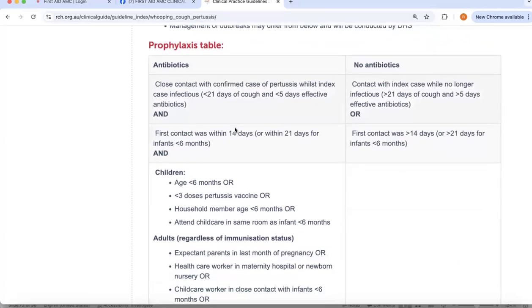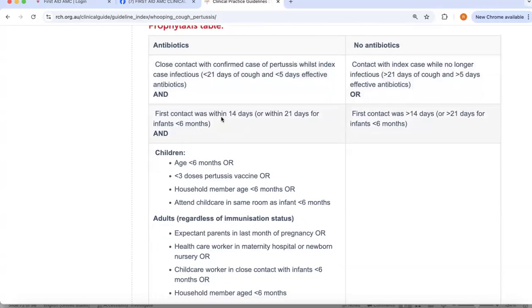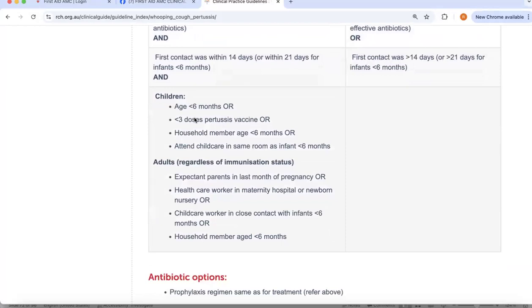So who will need the antibiotic? We are now talking about the contact, understand that, not the index patient. So a contact who is a close contact, and the contact happened within 14 days, and the contact is either less than 6 months old, or the contact had less than 3 doses of pertussis vaccine, household member less than 6 months old, or attends childcare in the same room and that infant was less than 6 months old.